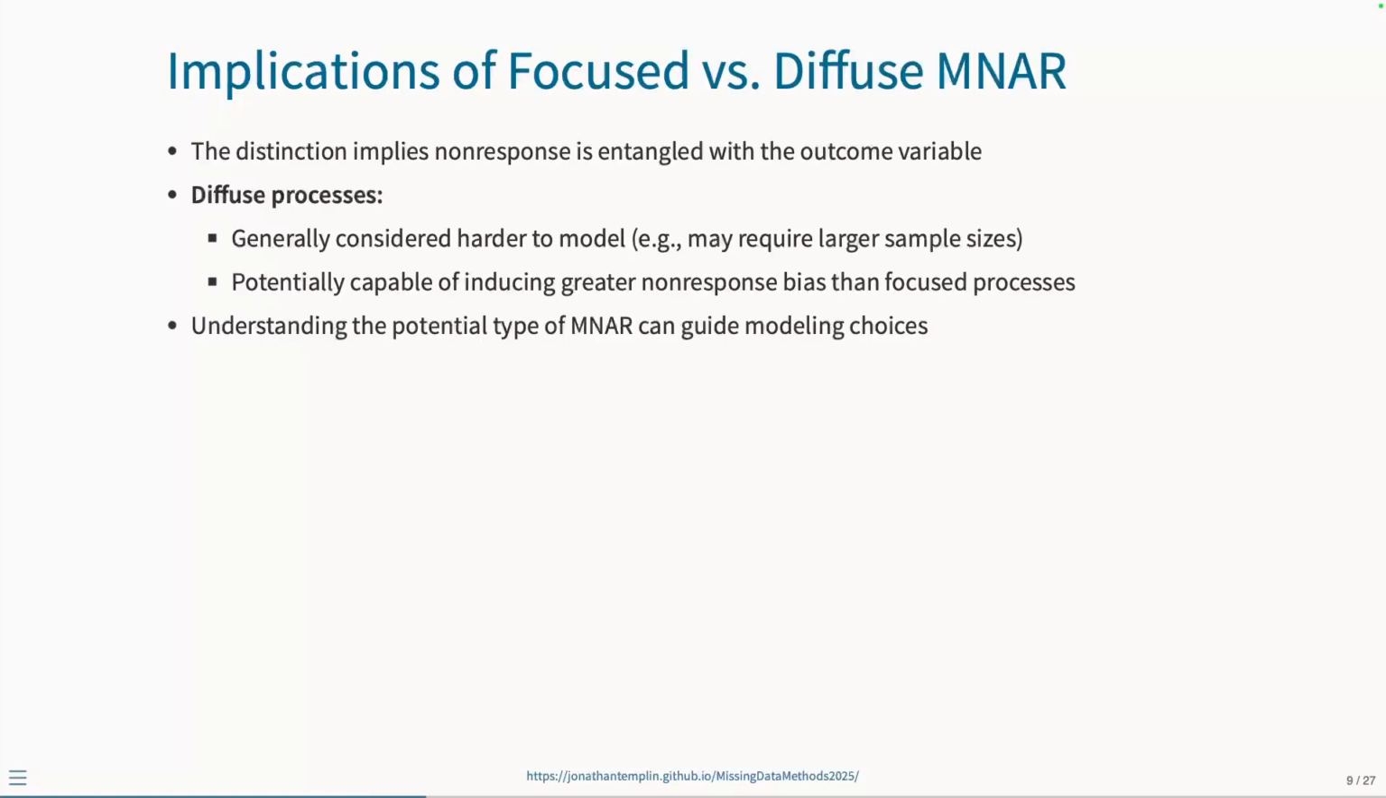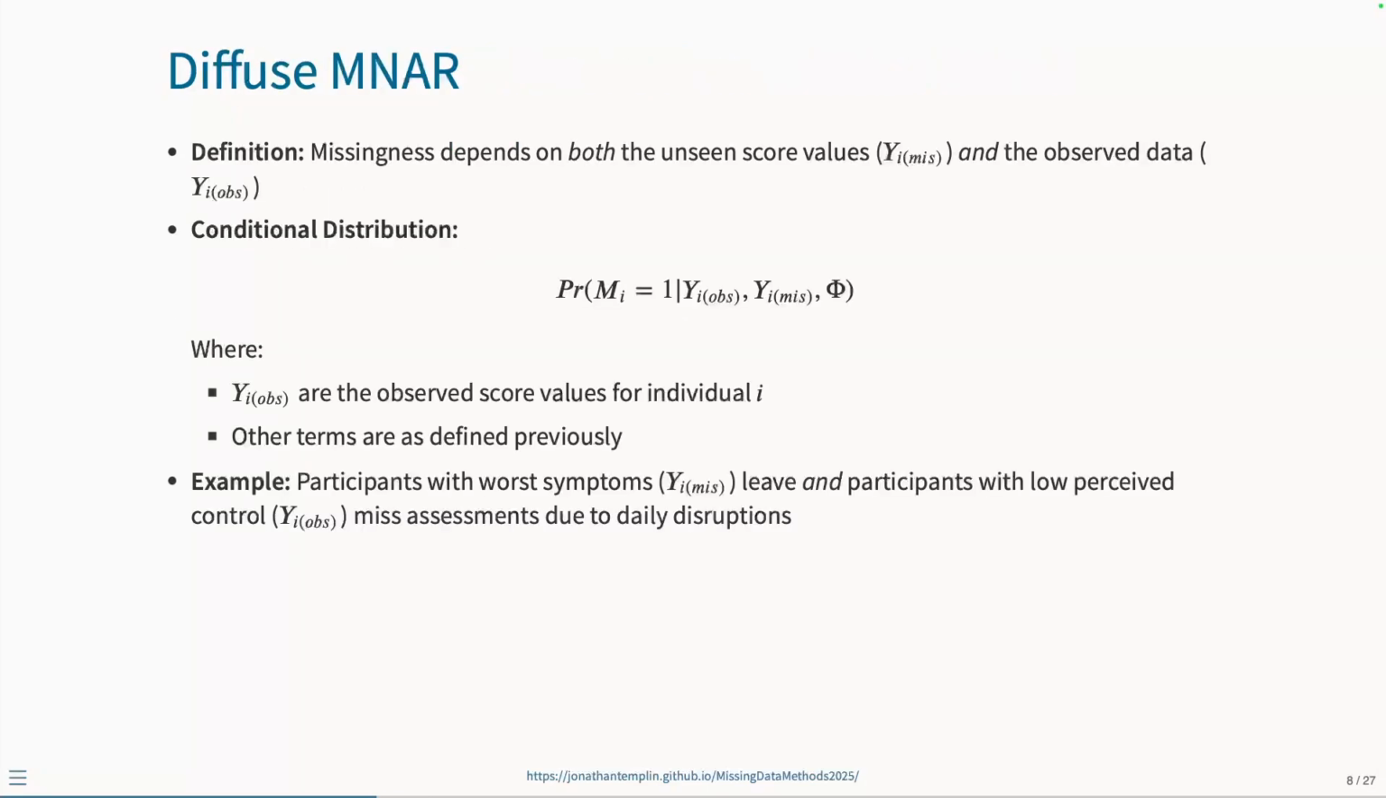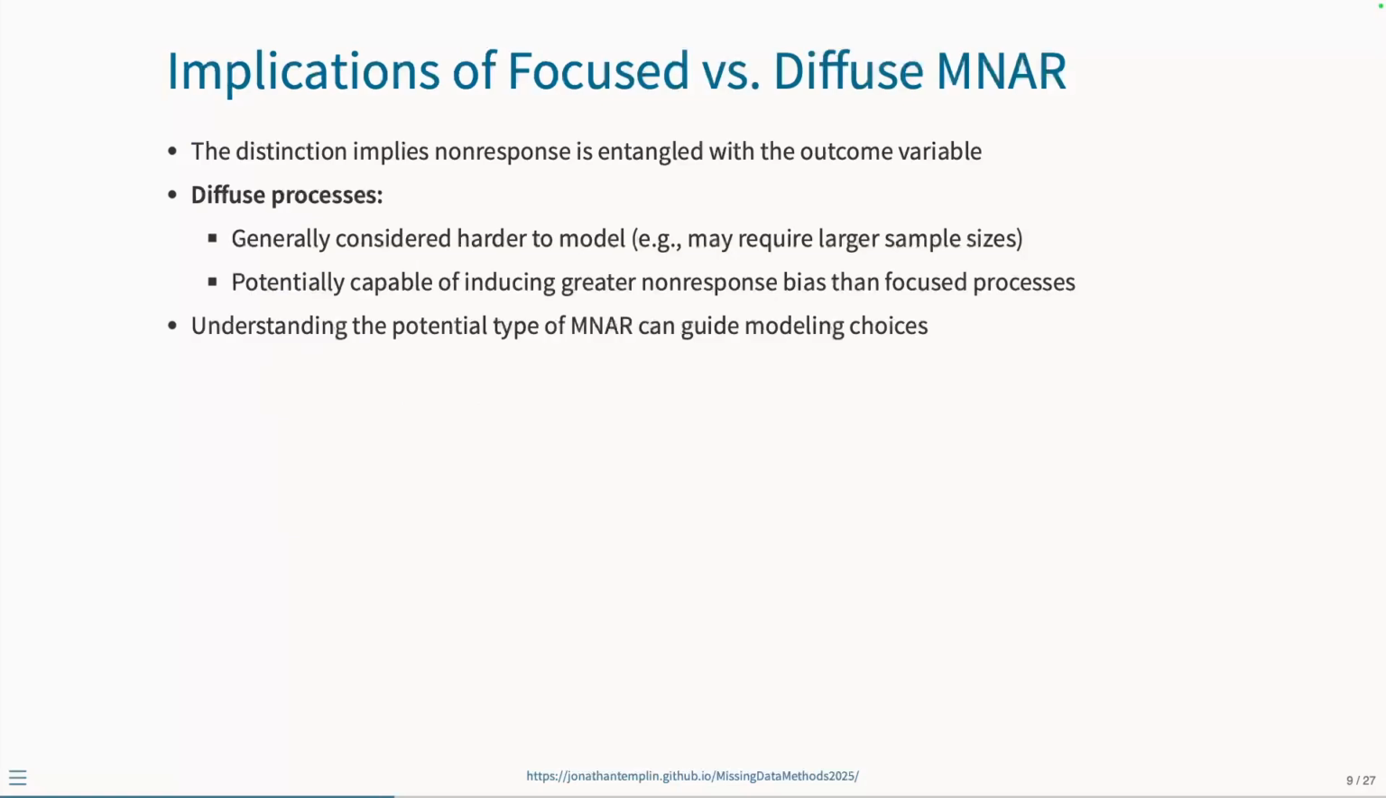The implications of both of these different levels of missing not at random: the distinction implies non-response is entangled with the outcome variable itself, the problem. In diffuse processes, where some of the missingness is dependent on some of the things that we observed, generally these are considered harder to model. In any of these, the irony is you need larger sample sizes. So what you're telling me is the problem with modeling missing data is you didn't have enough data. Correct, but for multiple reasons. It's potentially capable of producing greater non-response bias than focused processes.